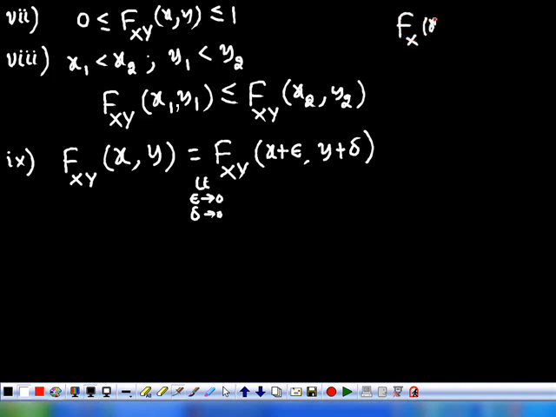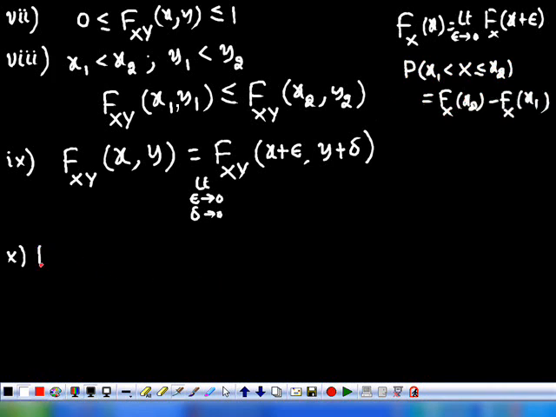We already know that Fx of x is the limit as epsilon tends to 0 of Fx of x plus epsilon. That is, if you move from the right, its value is the same. That is, the value of Fx at x plus epsilon and x is the same. It is a non-decreasing function, continuous from right and top. And one more property is there. This property is very important. We already know that the probability of x1 less than x less than or equivalent to x2 is equivalent to.